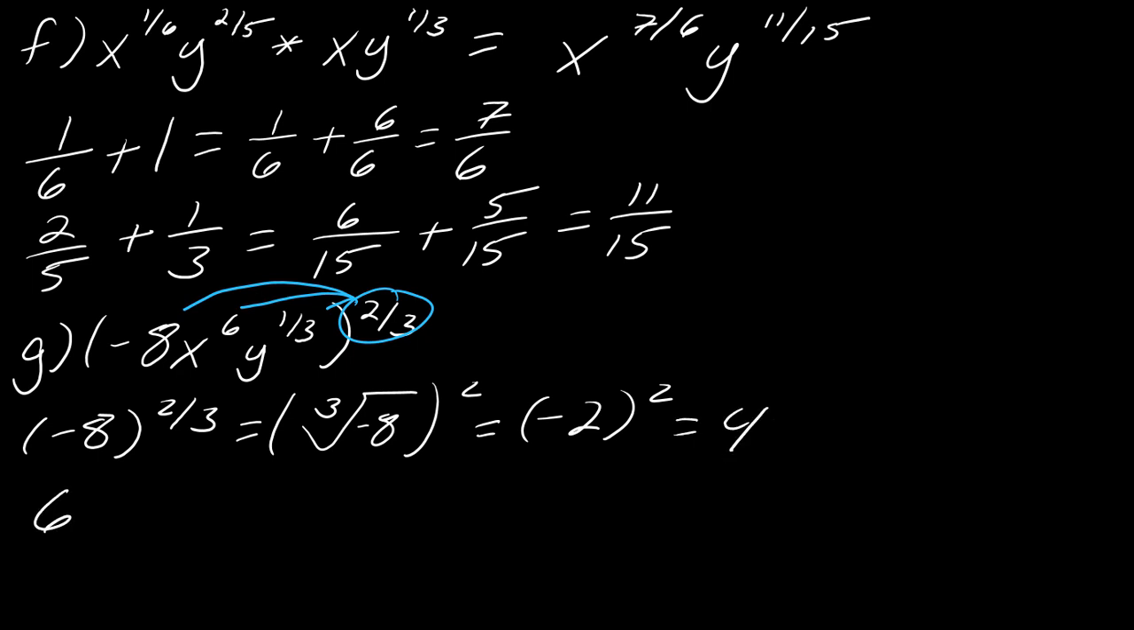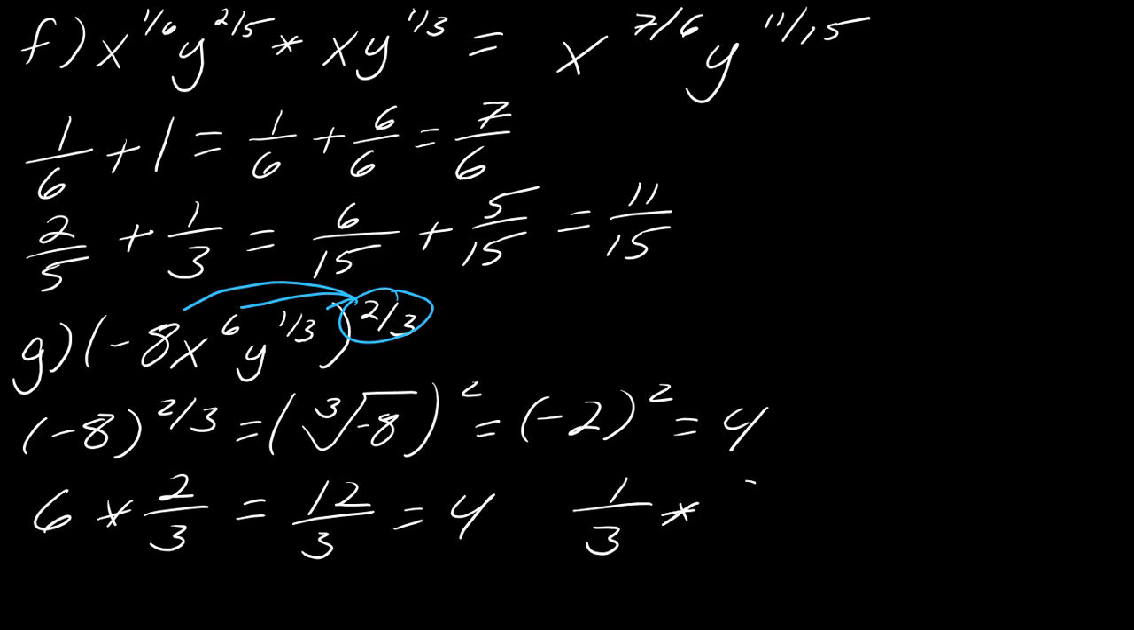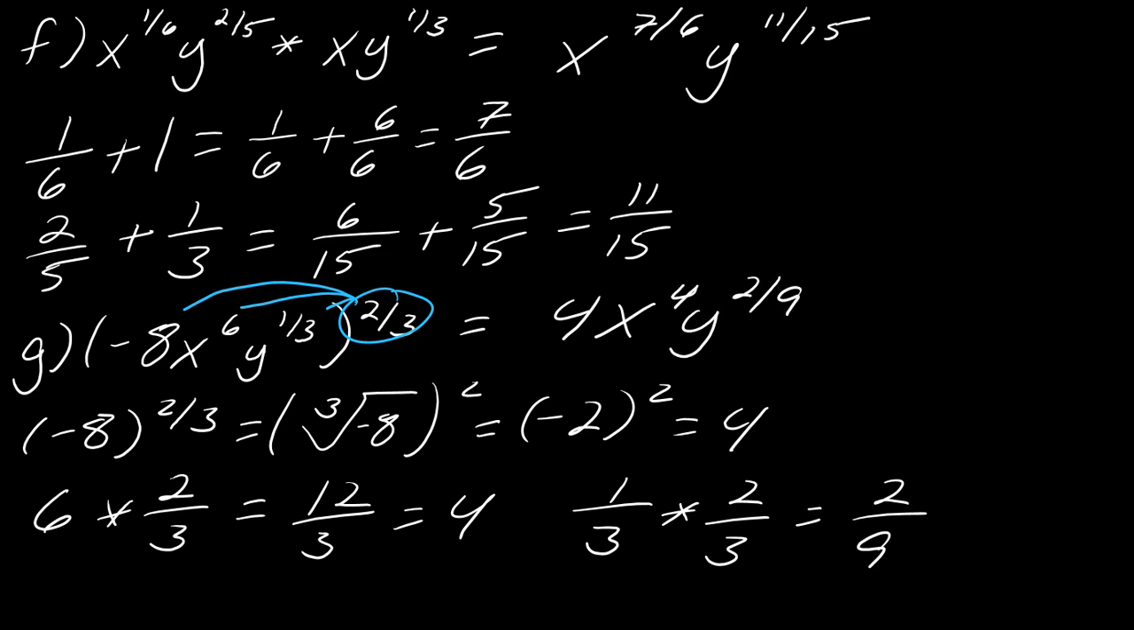Next, I need to take 6 times 2/3. So that's going to equal 12 over 3. So that'll equal 4. And then finally, I need to take 1/3 times 2/3. So that'll equal 2 over 9. So here are all the pieces that I need for this. And so this is going to equal 4x to the 4th, y to the 2/9.